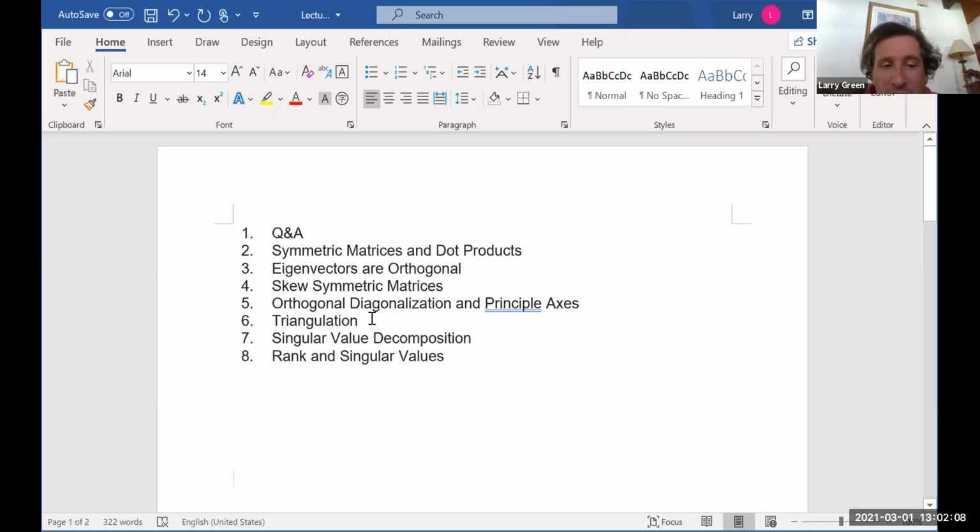And then we'll talk about triangulation. Instead of diagonalization, we can talk about triangulation. And then we'll get into the singular value decomposition. And then finally, rank and singular values. Okay, and we'll probably also do the Cholesky decomposition, but we'll see. So that is the plan of today.